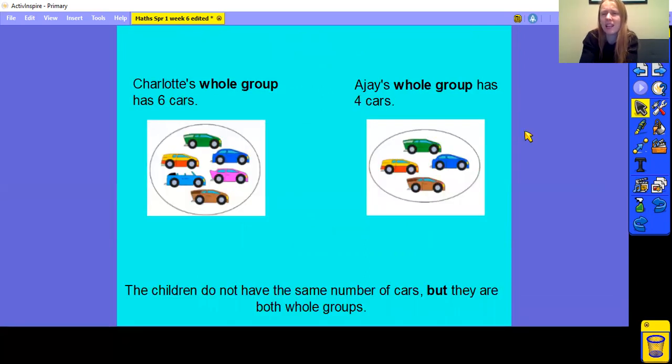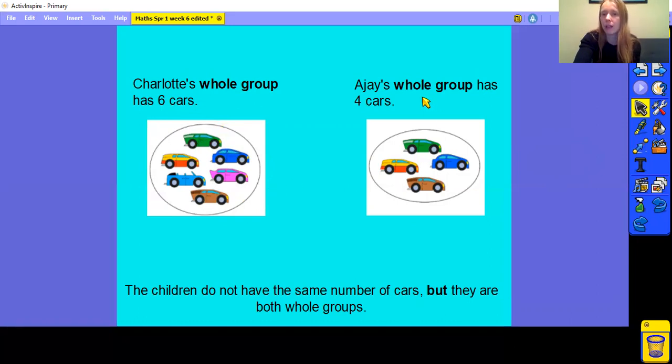Now, let's just have a think. Charlotte's whole group has 6 cars. AJ's whole group has 4 cars. So the children do not have the same number of cars, but they're both whole groups. Because it says that Charlotte has 6 cars and we have 6 cars here, we have the whole group because we have all 6 of the cars. We have all of them.